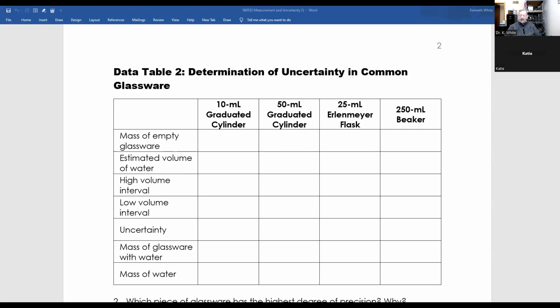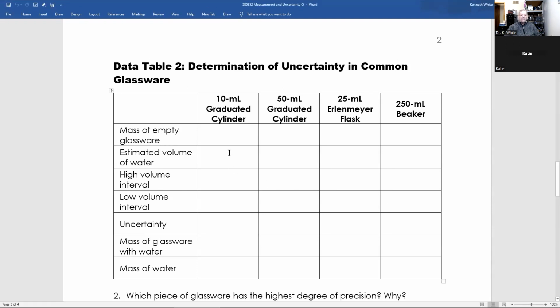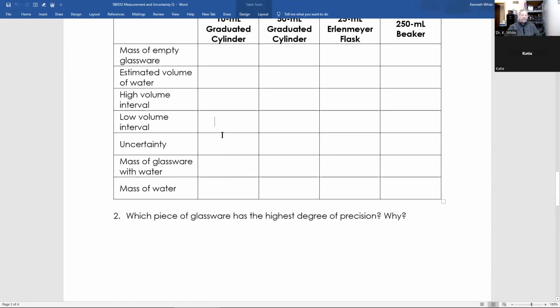Now, if we look at the lab, here we have the table. We look at the run for the 10 milliliter, mass of the empty graduated cylinder. Estimated volume. Whatever you do, you read what you see in here. Higher volume, lower volume, like 7 and 8. Uncertainty. Mass of the glass and water. And mass of the water.